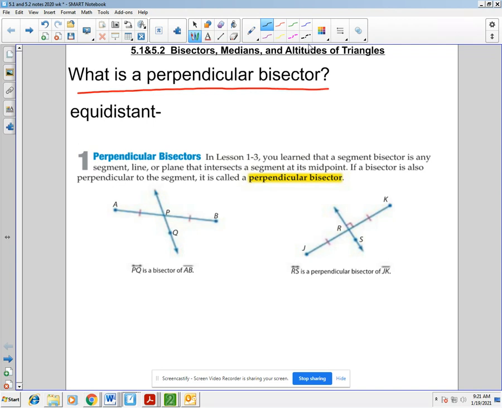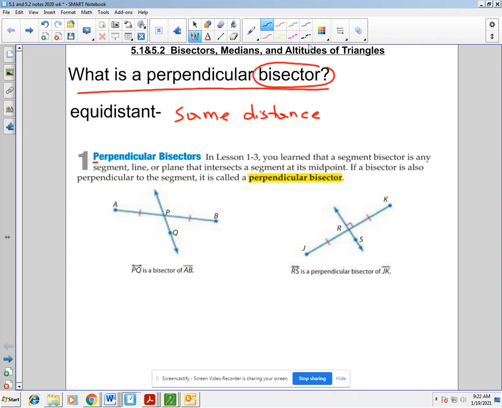We already talked about bisector. In other words, to bisect something, angle or segment, it means to divide exactly in the middle, so two congruent parts. And perpendicular means technically right angle, okay? And equidistant, the definition is it's the same distance. So please take a look at the two pictures we have over here.